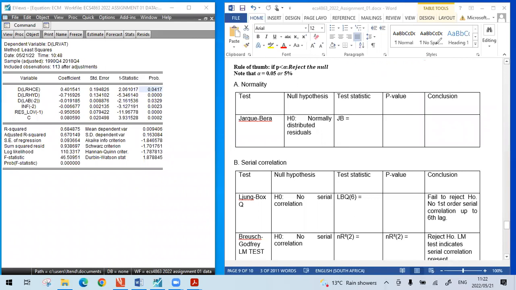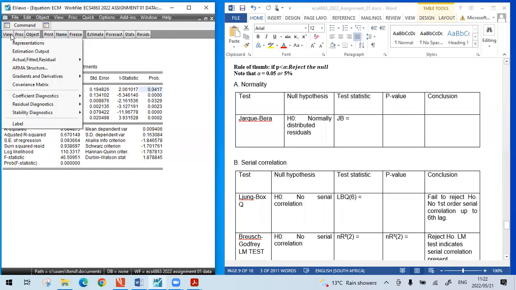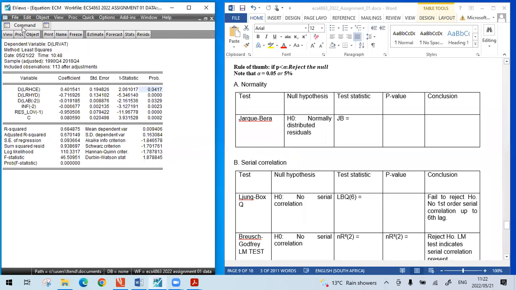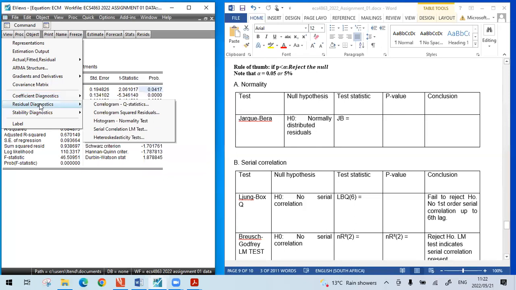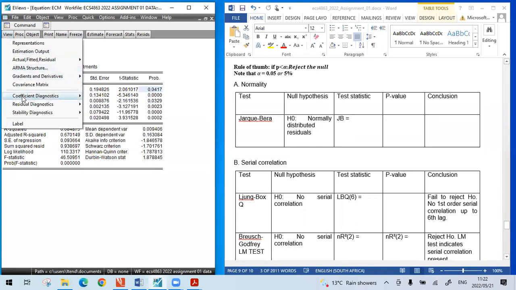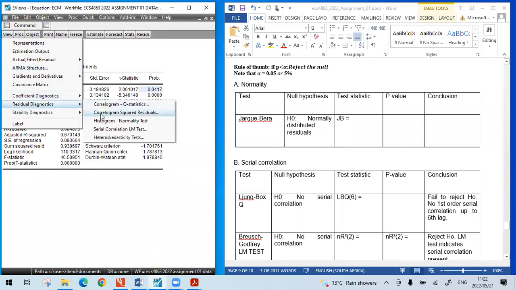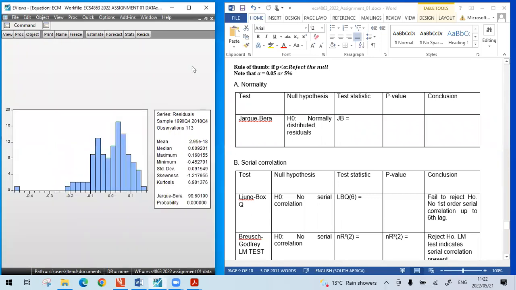So let's do it. We are starting with the ECM, which I've opened. You go to View. What do we want to do here? We want to do residual diagnostics. It's to do with the residual, the error term. So we go to residual diagnostics. Which one are we looking for? We are looking for normality. That's the normality test. Then you click.